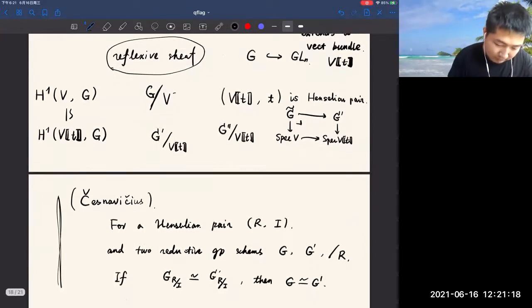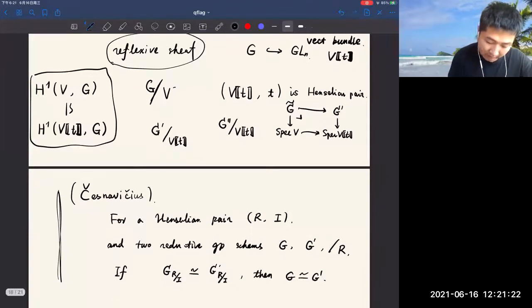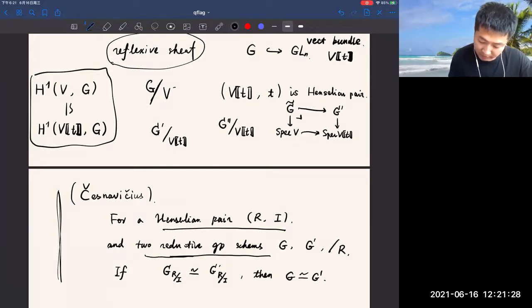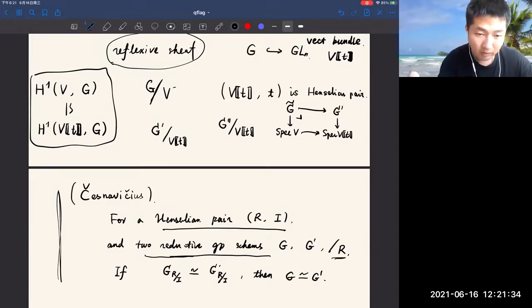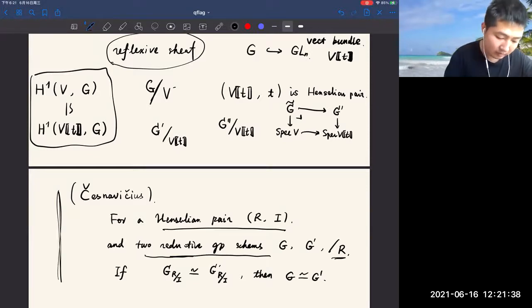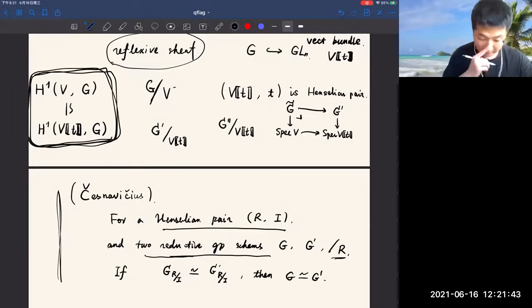There is a more general result given by Česnavičius. If you consider a Henselian pair and two reductive group schemes G and G' over R, if they are isomorphic over the quotient, then they are isomorphic. So this is also a special case of this.